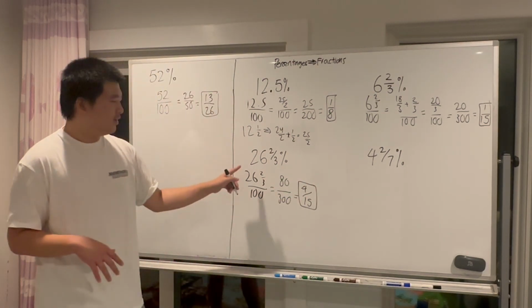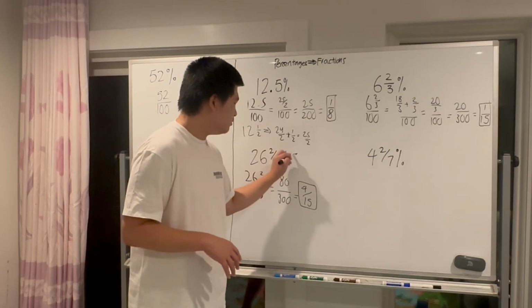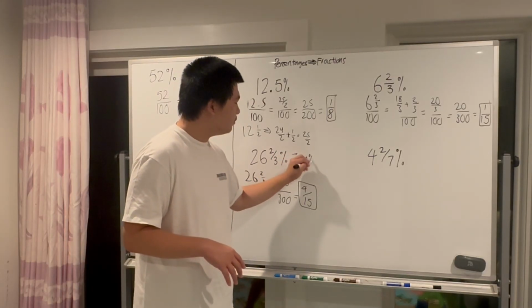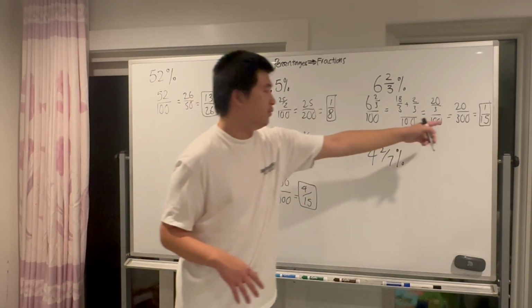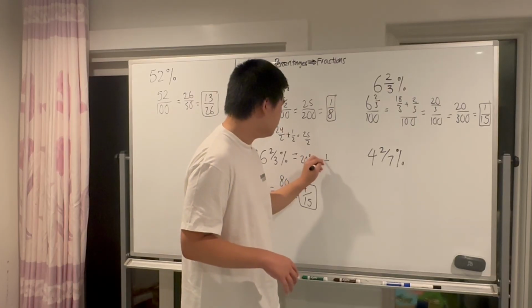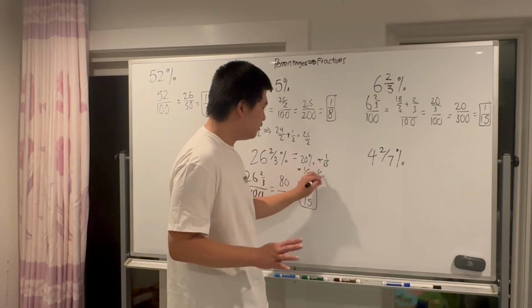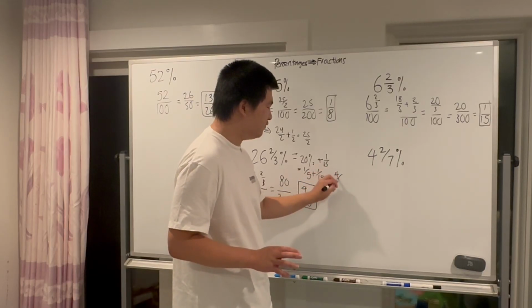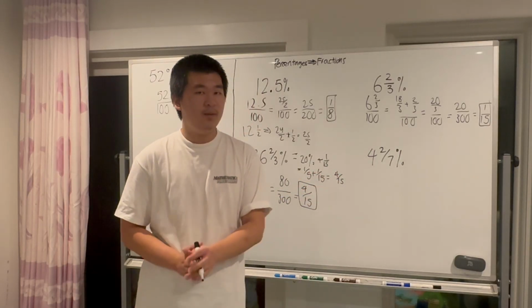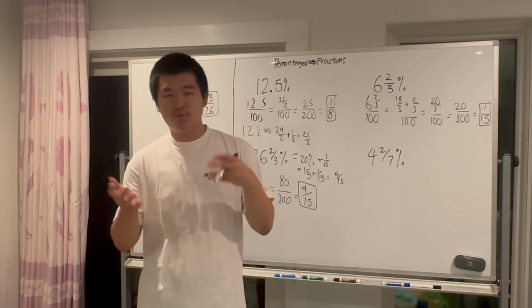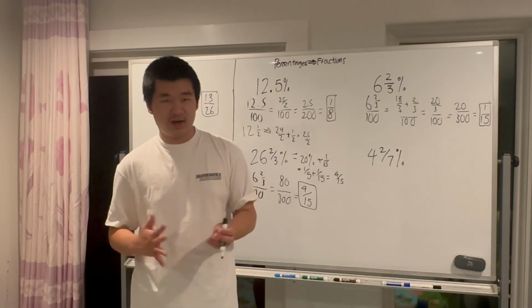And notice that if you did, this is 20% plus 6 and 2/3%, which is 1 over 15, you would have gotten 1 over 5 plus 1 over 15, which is actually also 4 over 15. So there's a few different ways to do this problem, but it is also kind of dependent on your prior knowledge about these percentages and fractions.